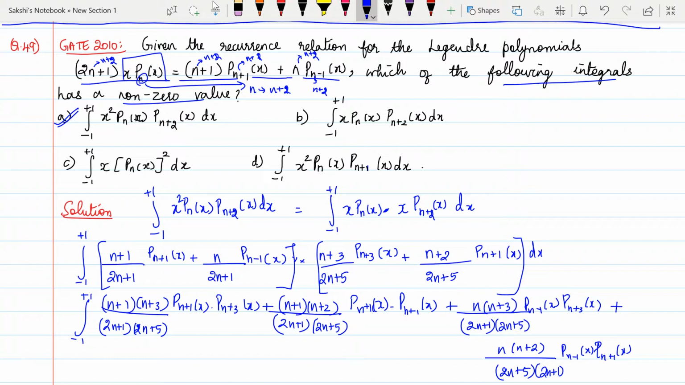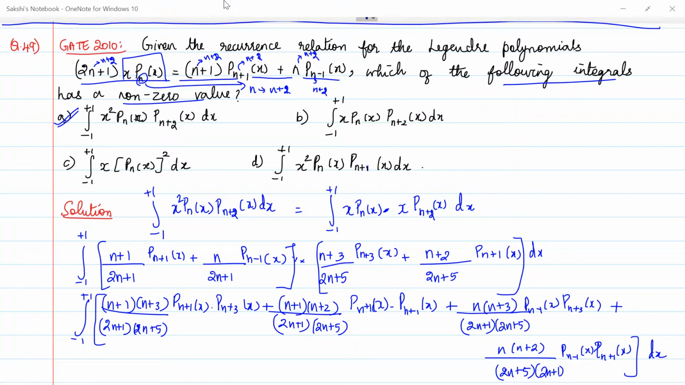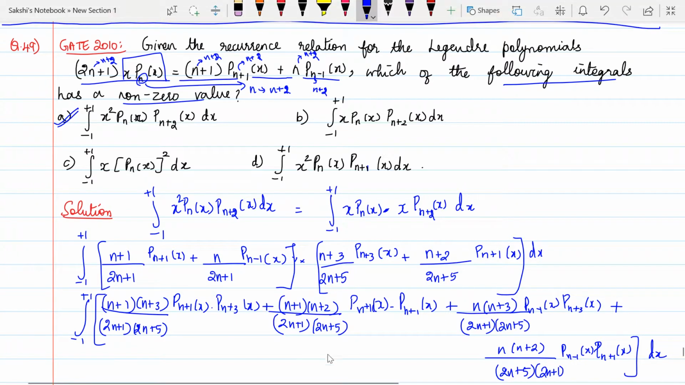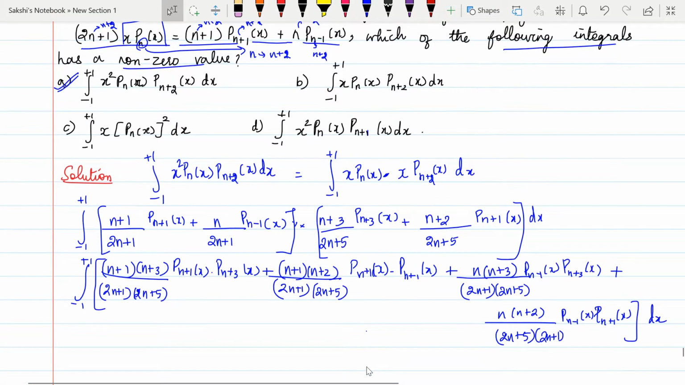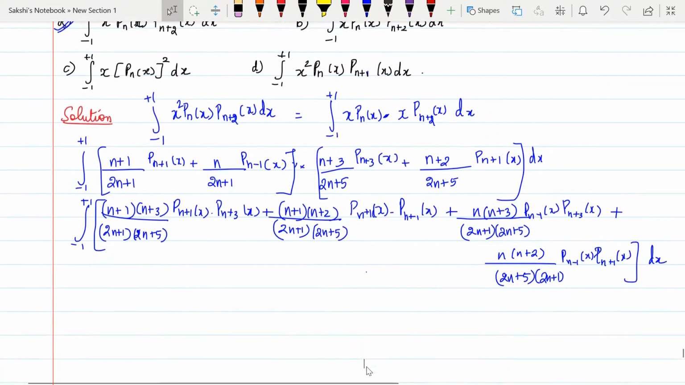So if you use the orthonormal property, the whole bracket over here, this will be dx. So if you use the orthonormal property of this particular Legendre polynomial, this is from Legendre polynomial, right, as given in the question. So we can use the orthonormal property here.